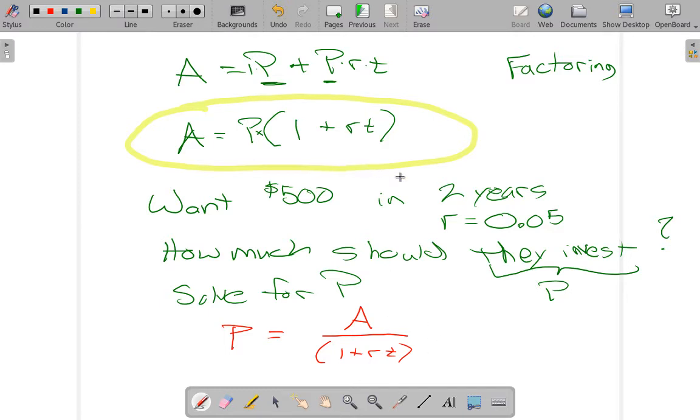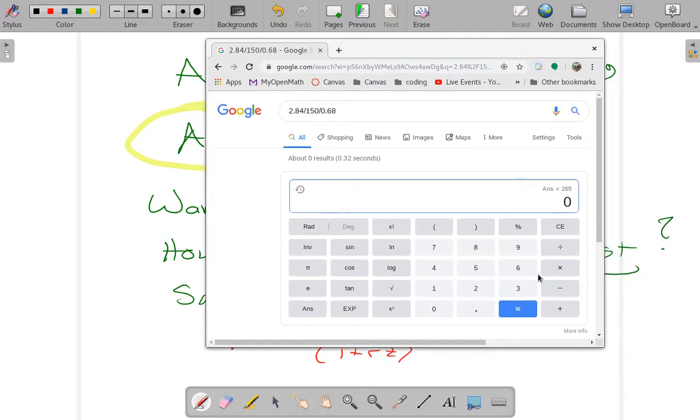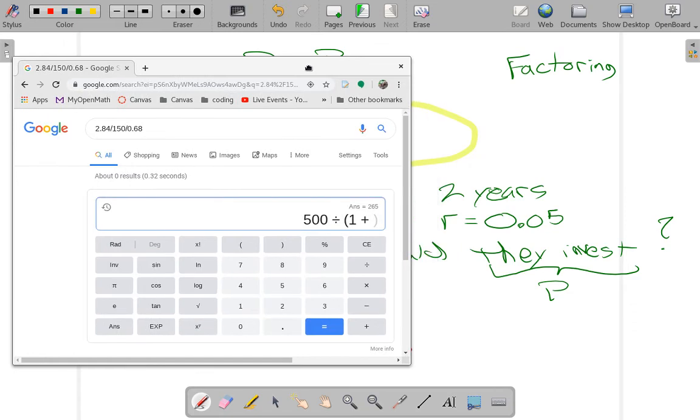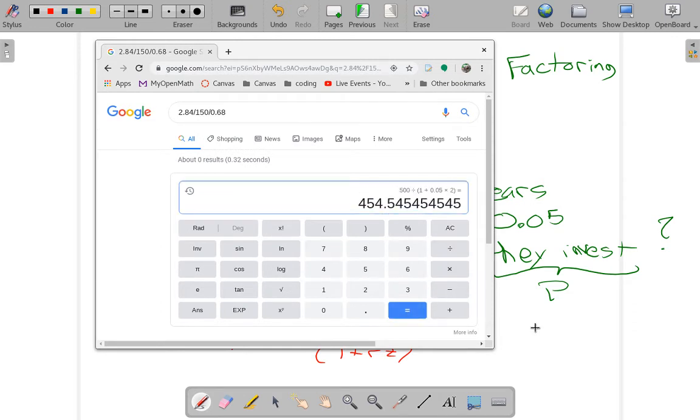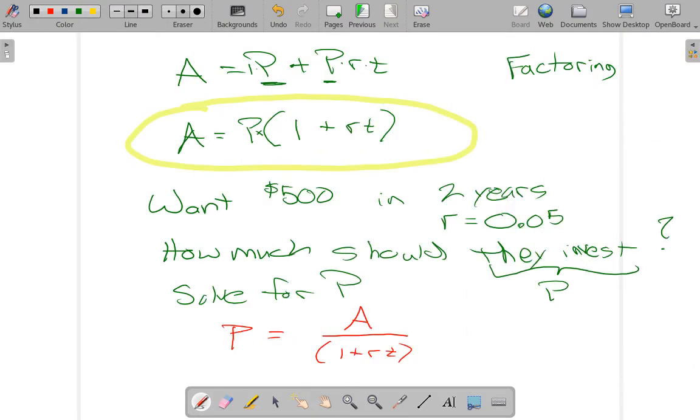So plugging these numbers into my calculator, into this crazy formula, I'll have to use parentheses carefully. We want to end up with $500. And we're going to divide by parentheses 1 plus our rate times our time. And our rate was going to be 5% in 2 years. So that means I want to take my 0.05 times 2 years. And then I hit enter. And that says I should invest about $454 and, if I round, 55 cents. So $454.55.